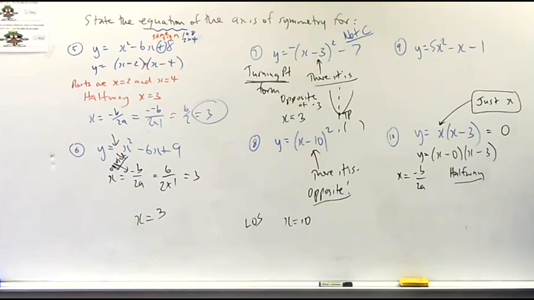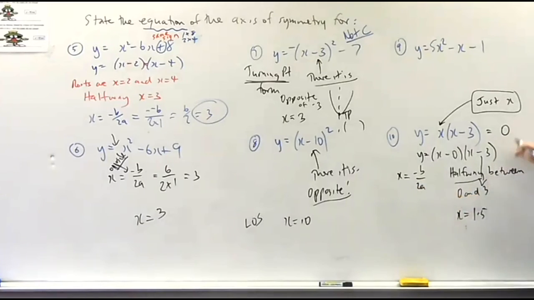Yeah? So halfway between where and where? 0 and 3. Remember the insides do the opposites, not the minus 3. So it's halfway between 0 and 3. Right, thank you. 1.5.